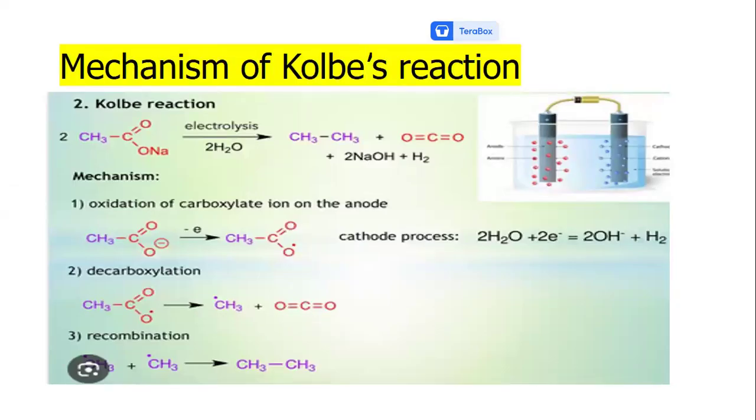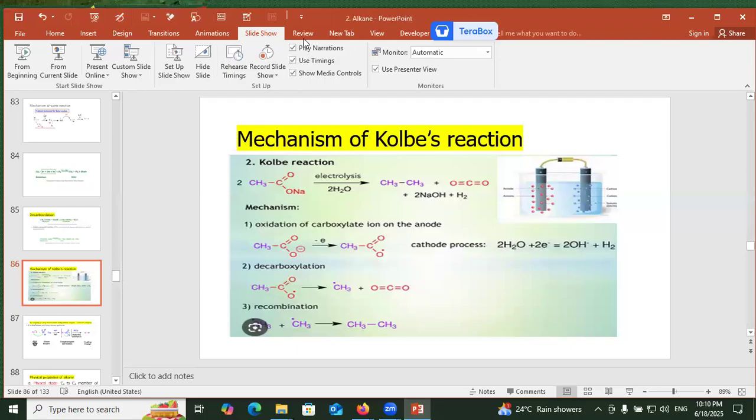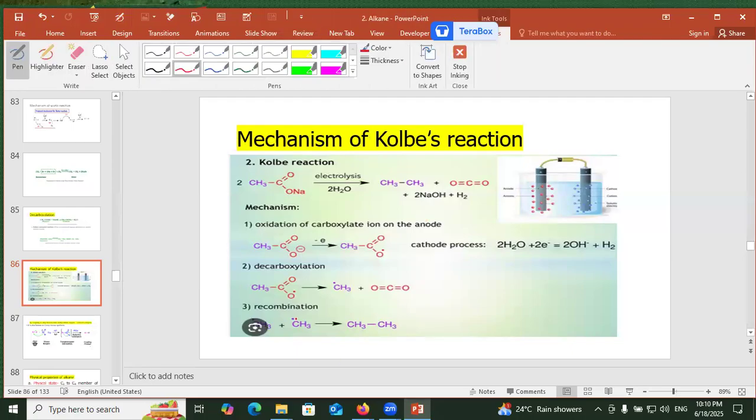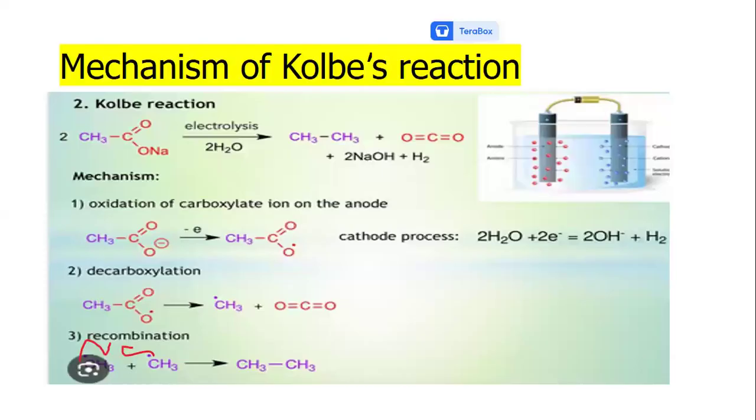Mechanism of the Kolbe reaction: the Kolbe electrolysis produces ethane. In the mechanism, the carboxylate ion is oxidized at the anode, followed by decarboxylation, forming methyl free radicals, which combine and produce ethane. In the mechanism, we discuss these two free radicals. Each has one single electron, and these single electrons form a covalent bond and produce ethane.